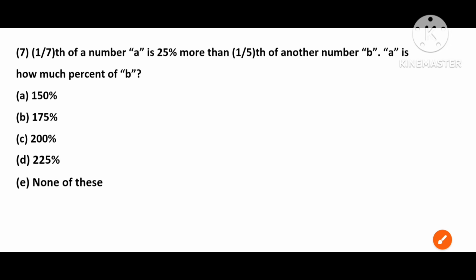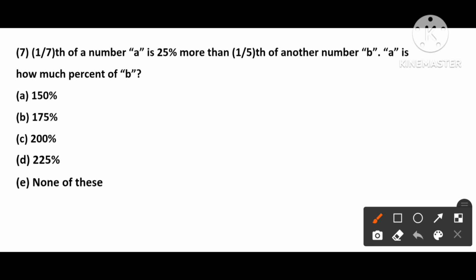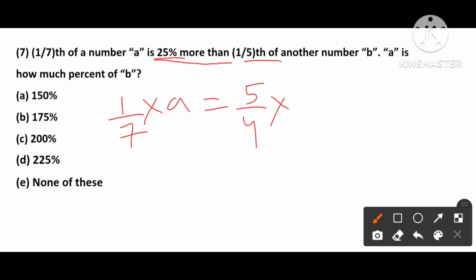Now we are moving to question number 7. Here we see 1/7 of a number A is 25% more than 1/5 of another number B. 25% more means 25% is 1/4, 1/4 more means 5/4. Okay. Now the question asked is A is how much percentage of B? So talking about A divided by B into 100.